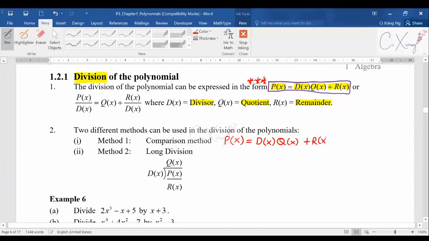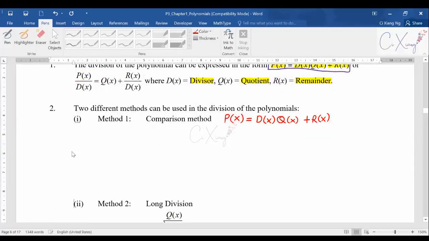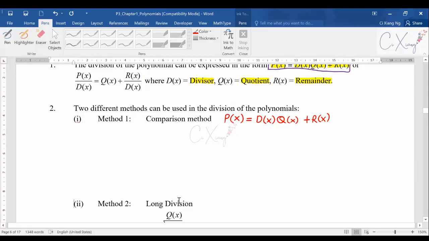Okay, so for the comparison method, this is the equation that you want to use. And then method number 2 is the long division. For me, I would suggest students learn both methods, because some questions will be easier if you use method number 1, and some questions will be easier if you use method number 2. For most of the questions, long division is easier. But there are some tricky questions where using method number 1 is actually easier. So you need to learn both methods. You cannot skip any one.